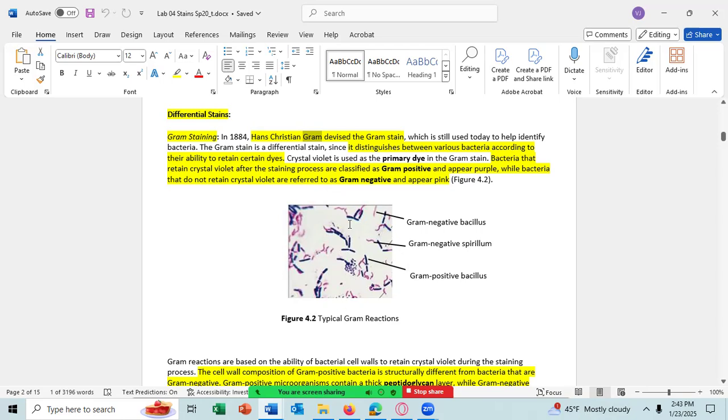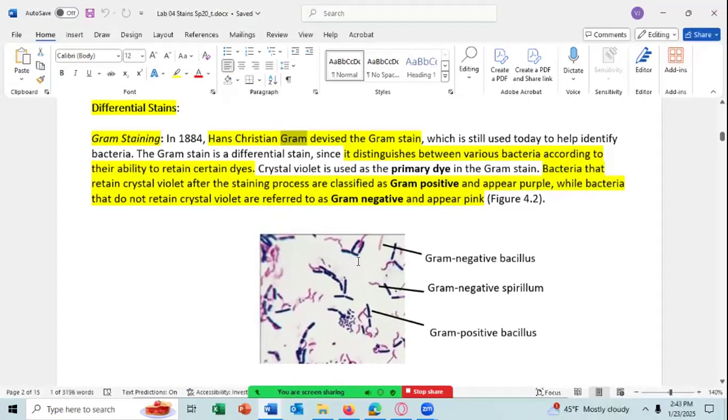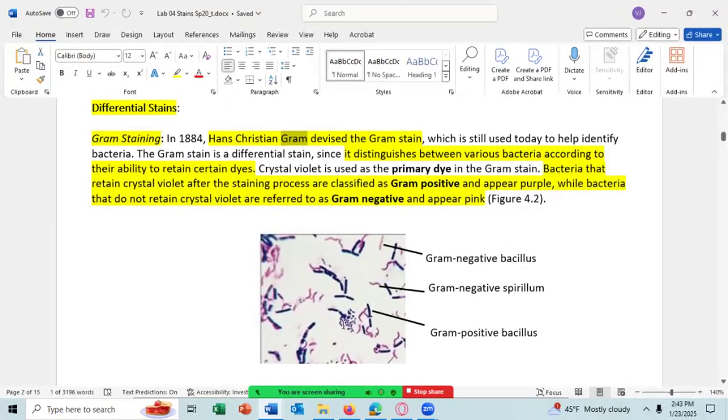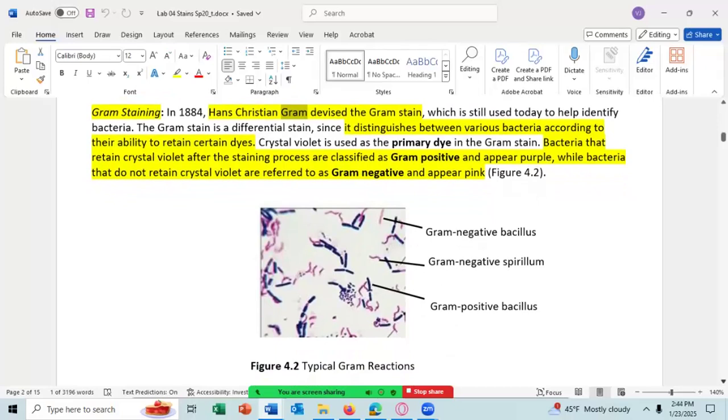And there's some cells stained with the Gram stain. Let me blow that up. There's a gram-positive bacilli. There's some gram-positive cocci. There is a gram-negative bacilli. There's a gram-negative spirillum. I don't think there's gram-negative cocci in this preparation.